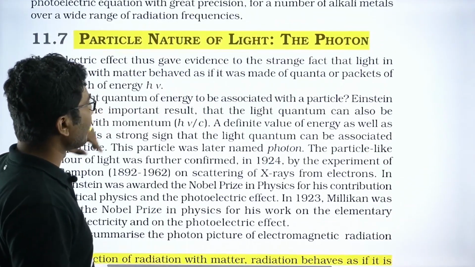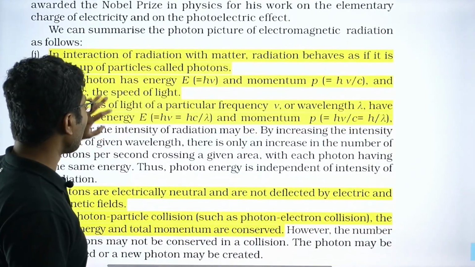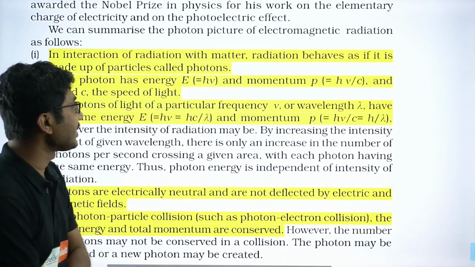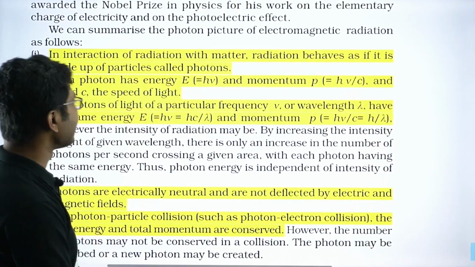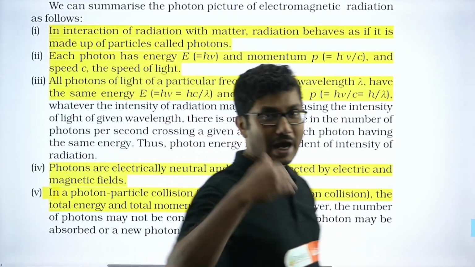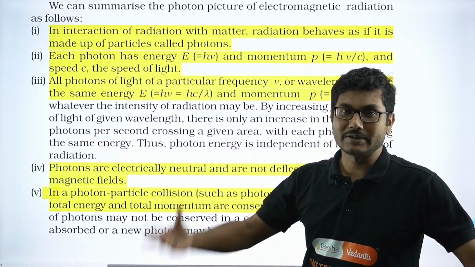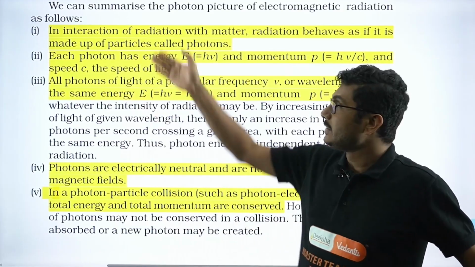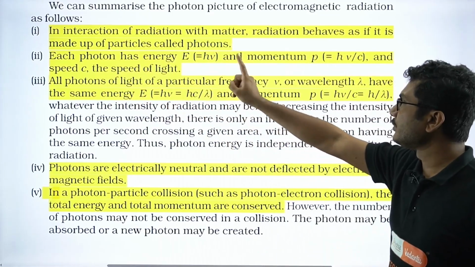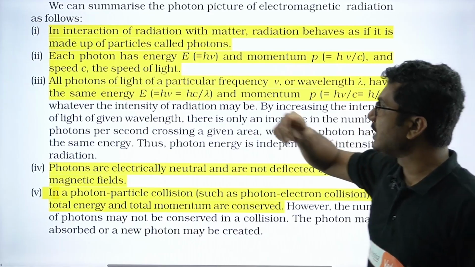Now particle nature of light, the photon. So they have given the explanation of the photons. This is the explanation of Einstein. You have to understand this explanation. In the interaction of radiation with matter, radiation behaves as if it is made up of particles called photons. So if they ask you to explain Einstein's photoelectric emission, these are the explanations that you have to remember. Each photon has an energy E equals h nu, and momentum p equals h nu by c, where c is the speed of light.